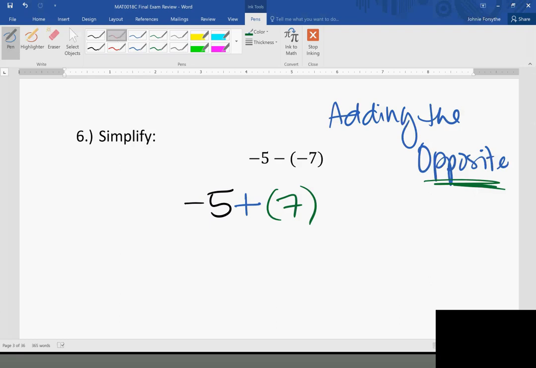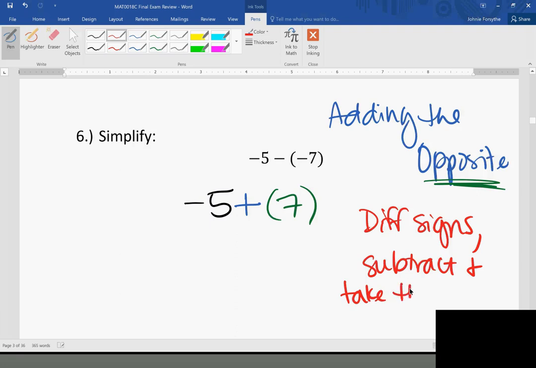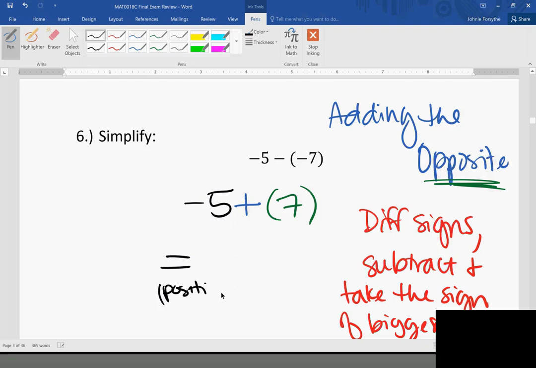So now we have adding integers. So when you add integers and you have different signs, you're going to subtract and take the sign of the highest or the biggest number. So in this case, 7 is bigger than 5. So it's going to be a positive answer. And then we are going to find the difference or subtract 7 and 5. And so that would be 2. So the answer is positive 2.